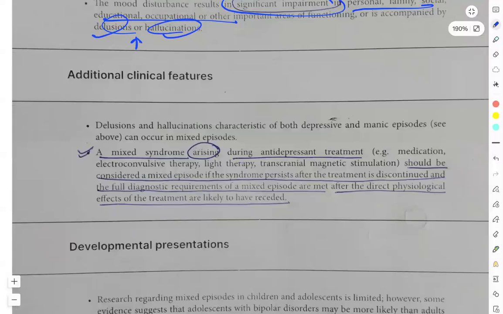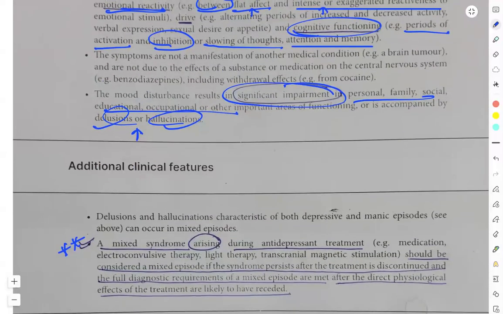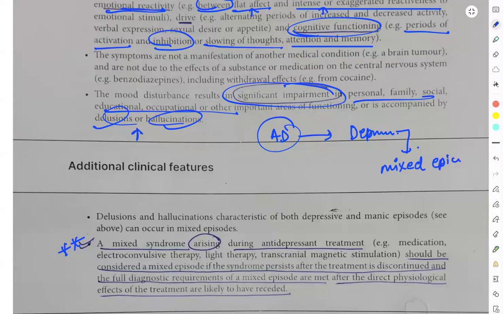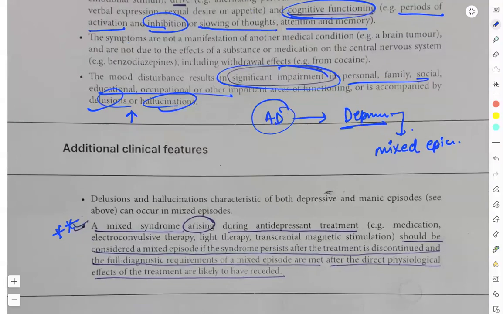Now, this is one important additional clinical feature. Now, let's say this patient was on antidepressants. Okay. You were treating the patient for depressive episode, and then the patient ends up in what you suspect is a mixed episode. Now they are no more depressed. They have been switched to a feature of bipolar consisting of both depression and manic episodes, that is mixed episodes.